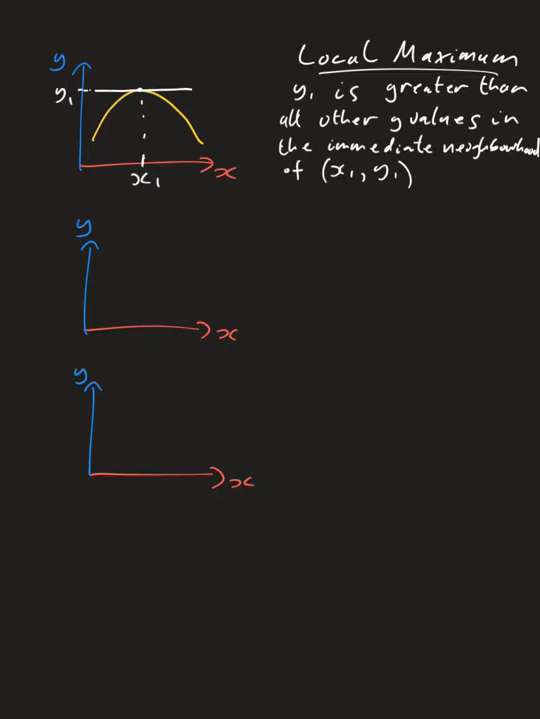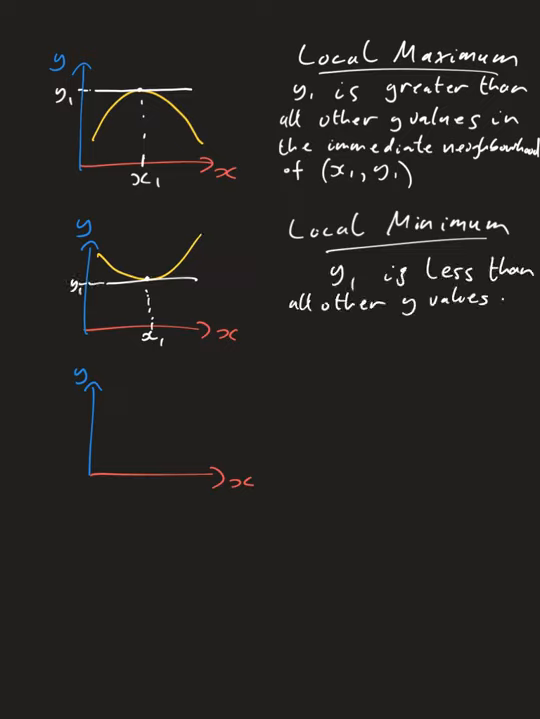The next possibility is a local minimum. For example, if a function looks like this, we have a stationary point here where that y value is the smallest y value out of all the y values in that immediate neighbourhood. So if that's my point x1 and there's y1, my value at that point, that point x1, y1 is a local minimum if y1 is less than all the other y values in the immediate neighbourhood of that point.